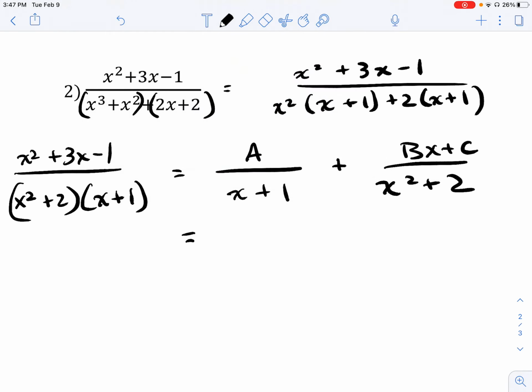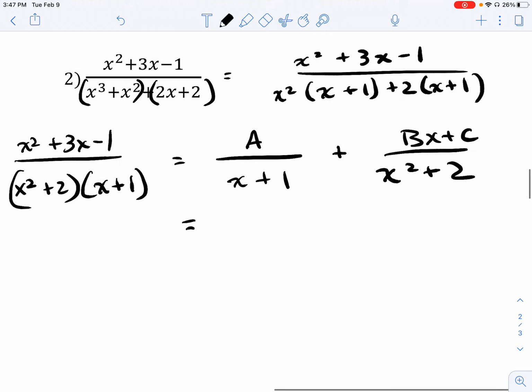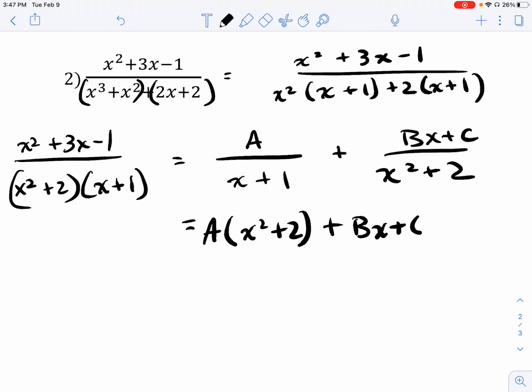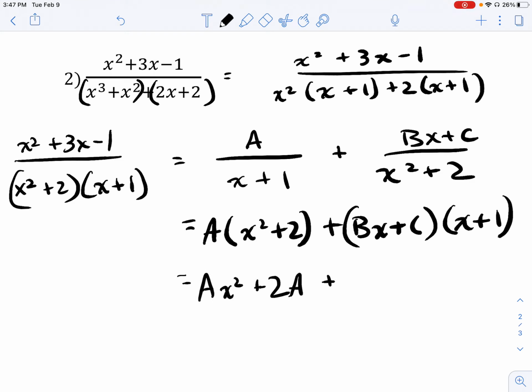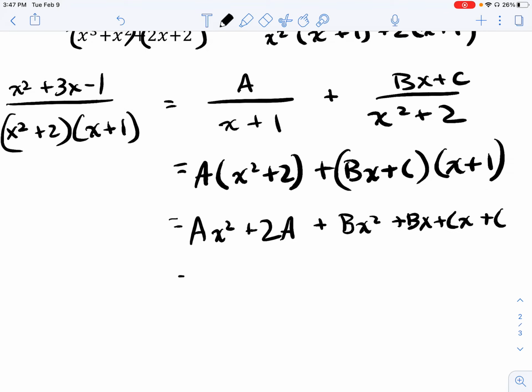So here, we're going to multiply both sides by the denominator. I'm going to move a little bit more quickly now since we've done this a few times. This would be a times x squared plus 2 plus bx plus c. Be careful with your parentheses because we're going to have to multiply that by x plus 1 in a moment. Let's distribute and multiply. And this would be bx squared plus bx plus cx plus c. And if we group together our terms, we have a plus b times x squared, and we know that this has to be equal to x squared.